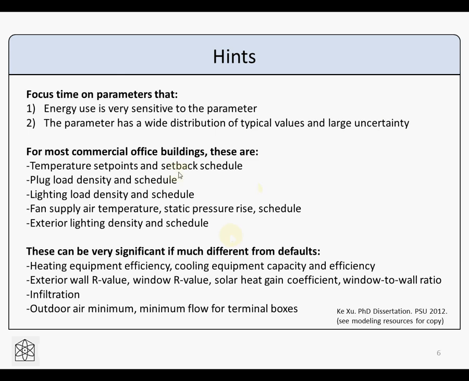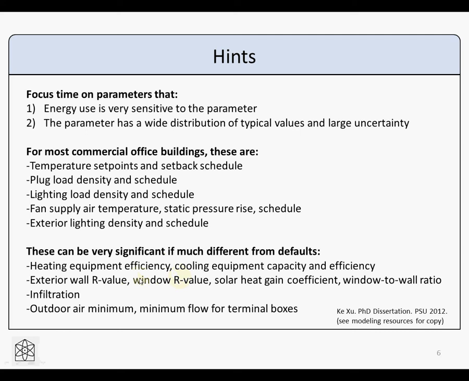For commercial office buildings, and to some degree educational buildings, those variables are going to be your temperature set points and setbacks, the plug load density and the schedule, which is occupant related, and the lighting load density and schedule. Then on the HVAC side, the fan supply air temperature, the fan static pressure rise, and the schedules those are operating on, as well as exterior lighting density and schedule if that's present in your building. That's generally for parking lots, which might not be as applicable for education buildings, but if they do have that and it's metered, then that's very significant.